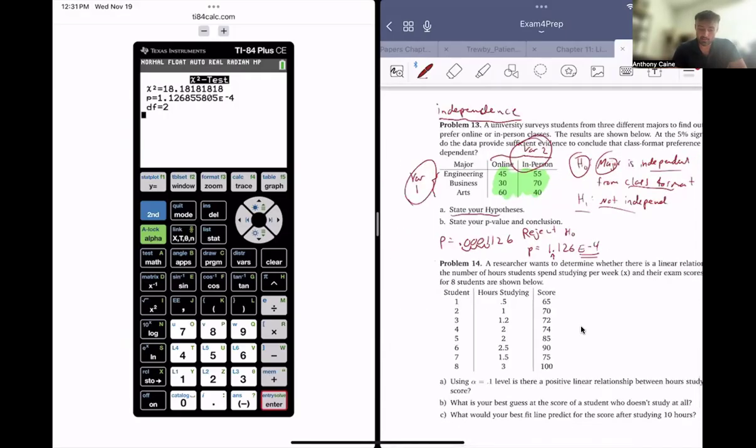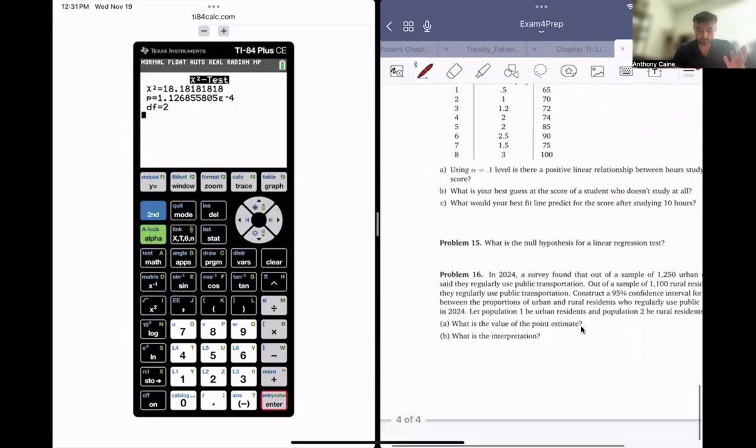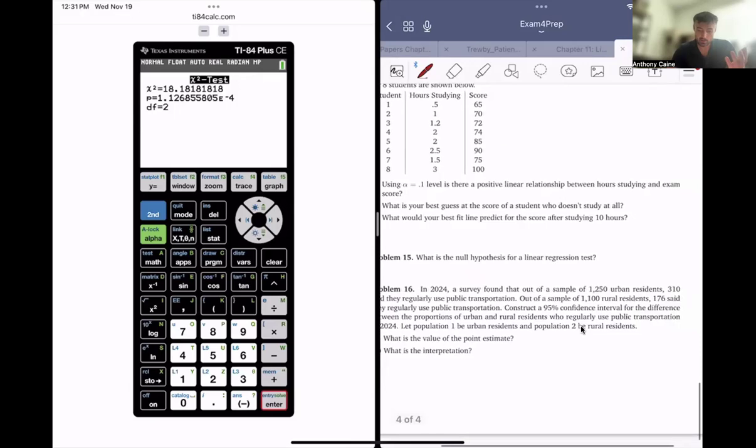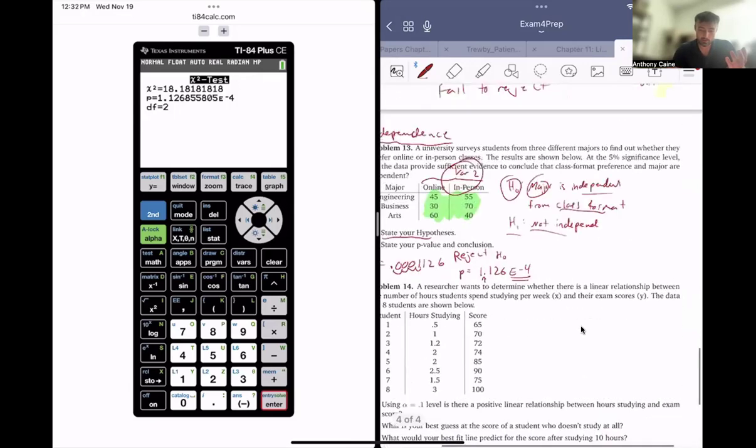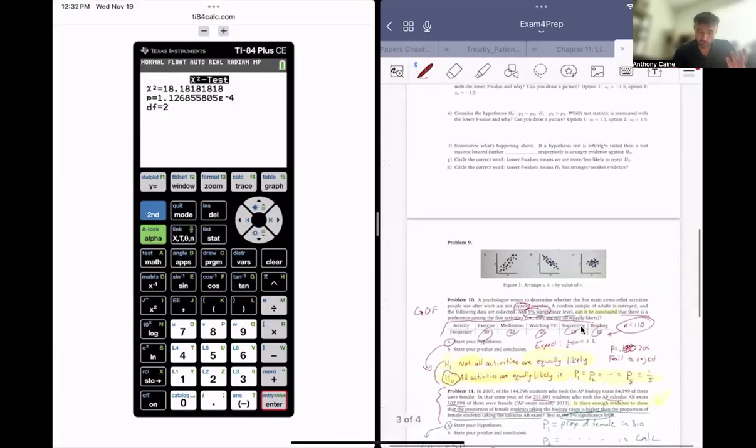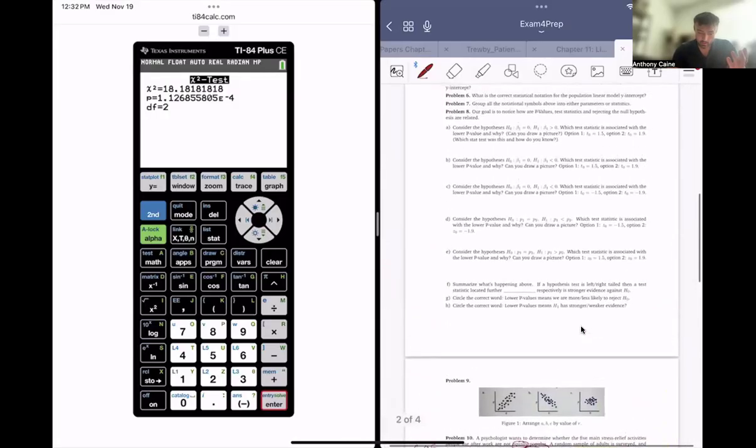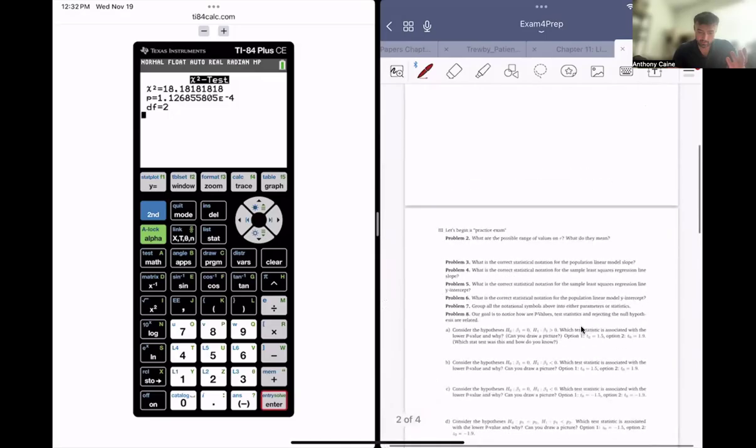All right, fine. So that problem's done. Do we have any other chi-squared problems? No, this looks like, what kind of interval? Okay, we could look at that later maybe. Okay, I think that's it.